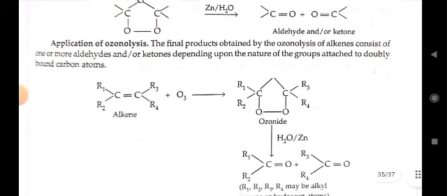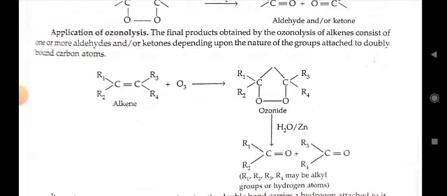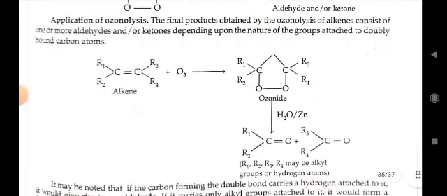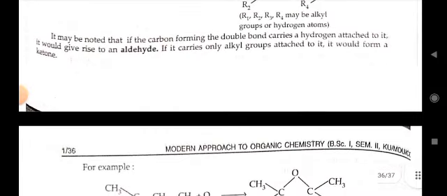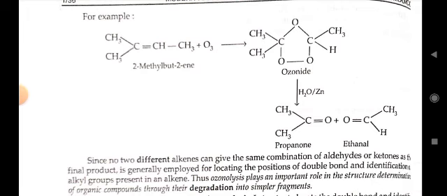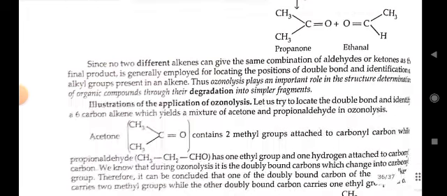Application of ozonolysis. The final product obtained by the ozonolysis of alkenes consists of one or more aldehydes and ketones, depending upon the nature of the groups attached to the doubly bound carbon atoms. It may be noted that if the carbon forming the double bond carries a hydrogen attached to it, it will give rise to an aldehyde. If it carries only alkyl groups attached to it, it would form a ketone. For example, 2-methyl-butene gives propanone and ethanal.